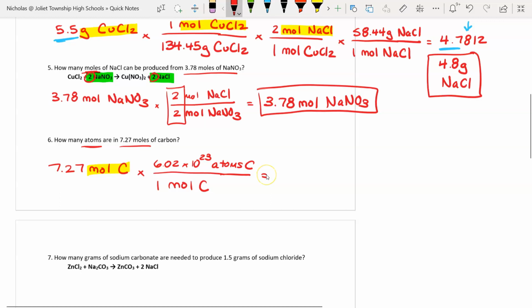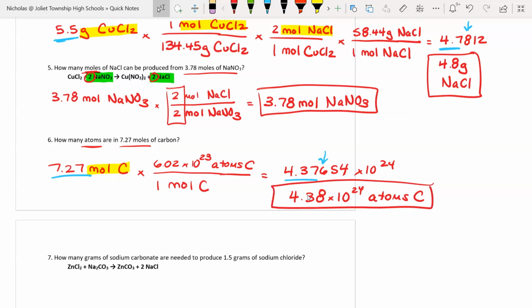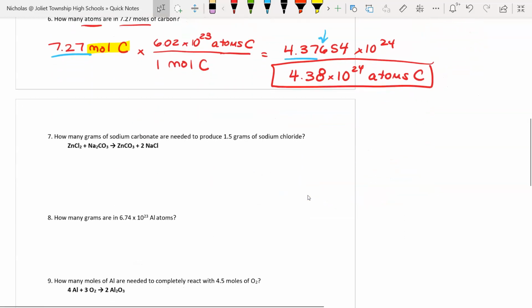And when I multiply this out, I get 4.37654 times 10 to the 24th. All right, we have 3 sig figs in our given, so I'm going to underline the first 3 digits and look at the 4th. So when I go to round, this is going to be 4.38 times 10 to the 24th, and these are atoms of carbon. Okay.